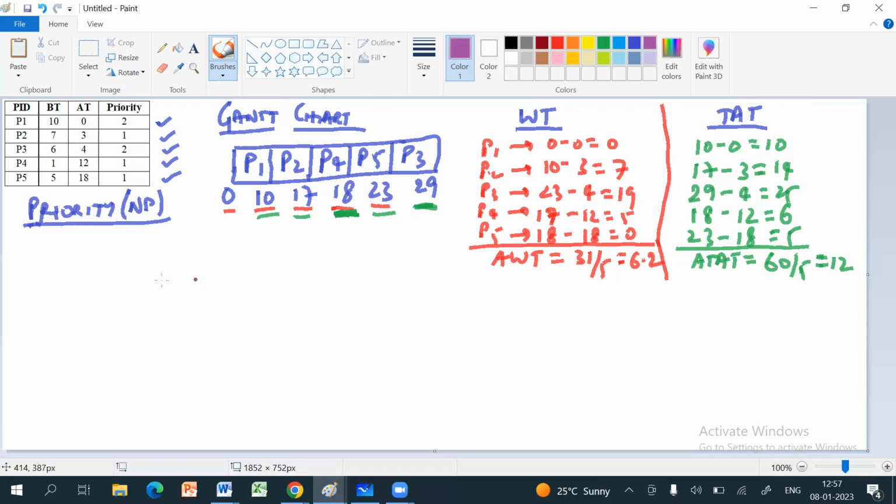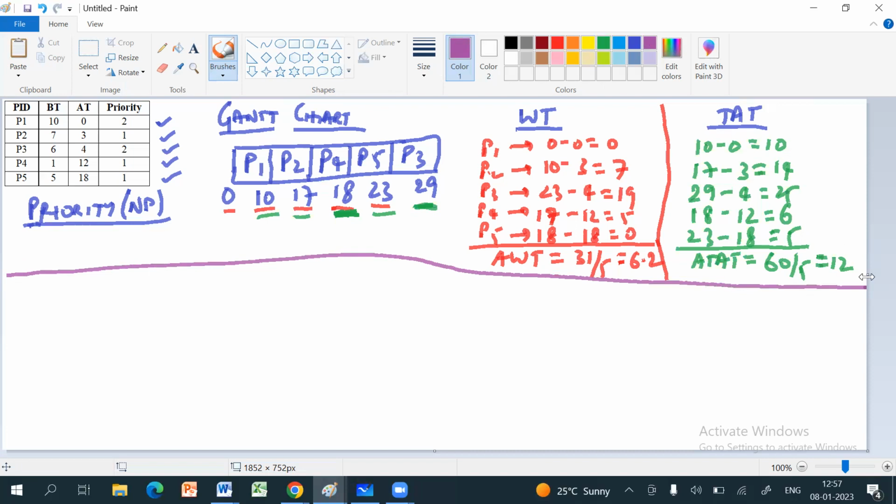Okay. Now let's go for the preemptive versions. All right. So priority, there is also a preemptive version. So let's take a look at that also. Now, mind you, in preemptive versions, we will try to focus on the interrupts also. Whenever there is an interrupt, the currently running process will be temporarily suspended and it will resume at a later point of time.